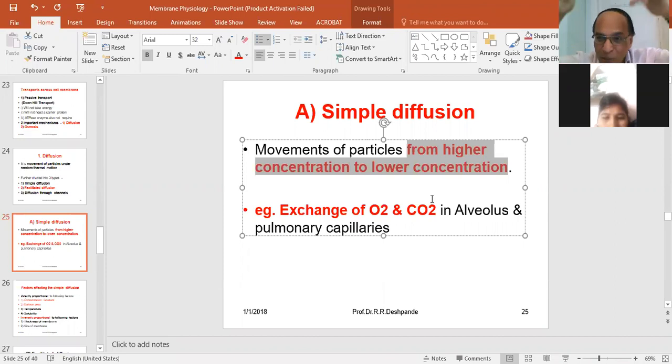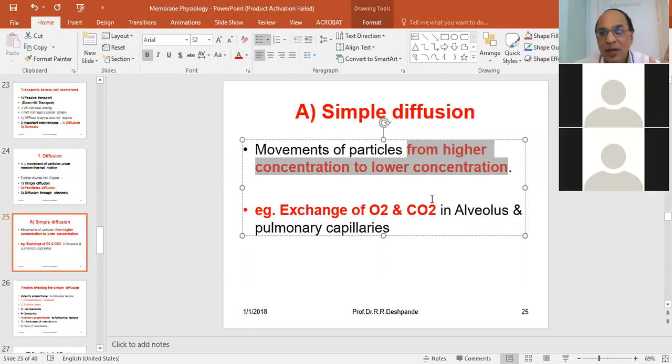So oxygen automatically enters into your body. Okay, so oxygen is coming. Now CO2 is more in our body, so it is expelled out automatically. So that is a simple diffusion without any energy, without any enzyme. This O2-CO2 exchange is an example of simple diffusion.